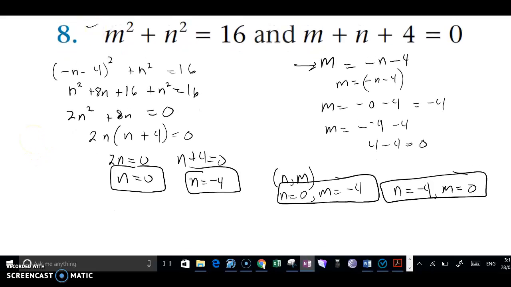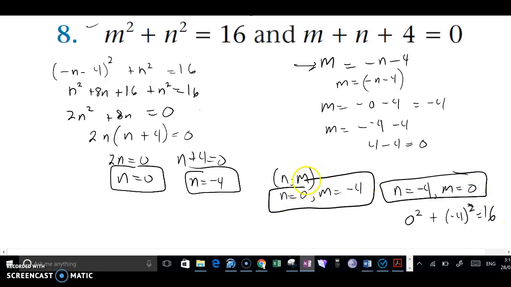We maybe want to check these to make sure they're right. So let's use that equation, make sure it's correct. So if you go negative 4 and you square it, and you add 0 squared, do you get 16? Yes, you do. So we did good there. And let's check the other one. If I do 0 squared plus negative 4 squared, do I still get 16? Yes, we do. So both of those are definitely our solutions.